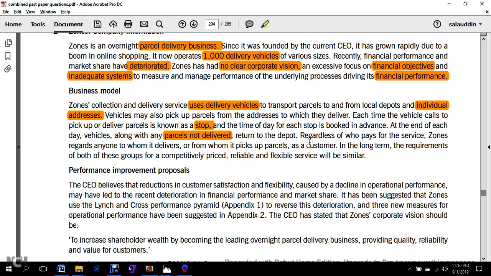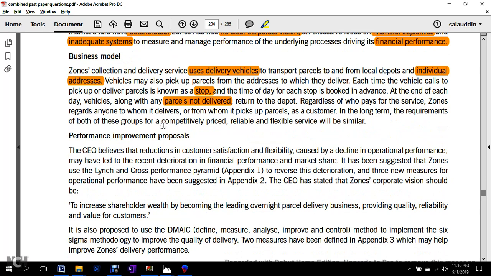These are the definition of customers: whoever receives a parcel or from whom it picks up the parcel. "In the long term, the requirements of both of these groups..." Okay, I'm reading it again because I didn't understand it. It's important for you: whenever you don't understand anything, you need to read it twice. "In the long term, the requirements of both of these groups for a competitively priced, reliable and flexible service will be similar." Okay, now got it.